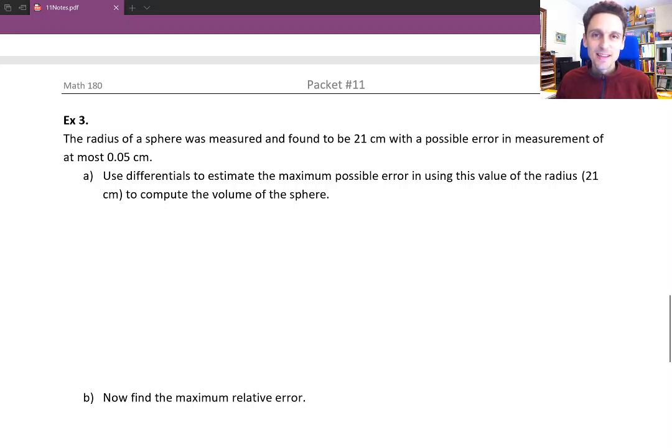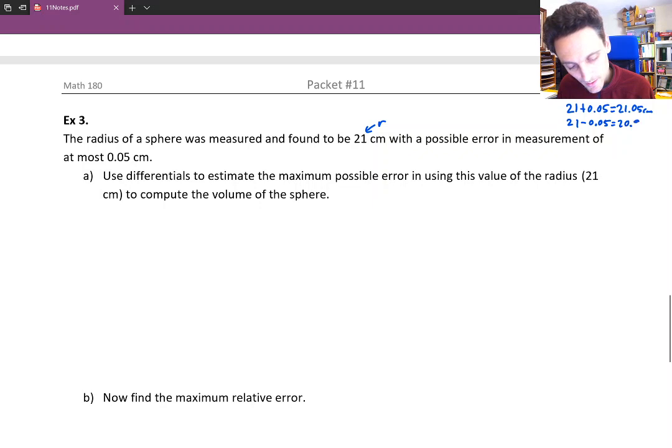Hello and welcome. In this video we're going to look at an application of differentials. In example 3 we're looking at the radius of a sphere that's measured and found to be 21 centimeters. We can call that r, for our radius, with a possible error in measurement of at most 0.05 centimeters. So here the radius could be 21 plus 0.05, which would be 21.05 centimeters, or it could be as small as 21 minus 0.05, which would be 20.95 centimeters. Just to get an idea of things.